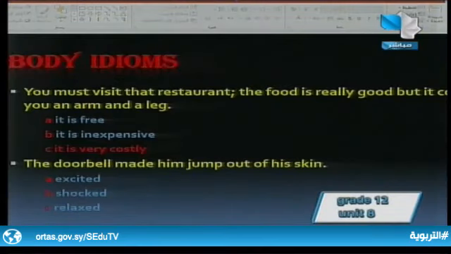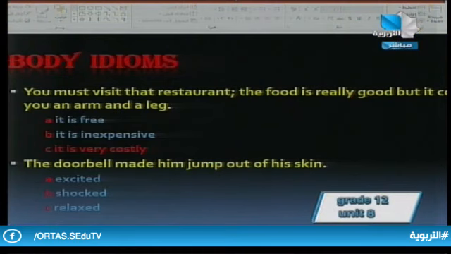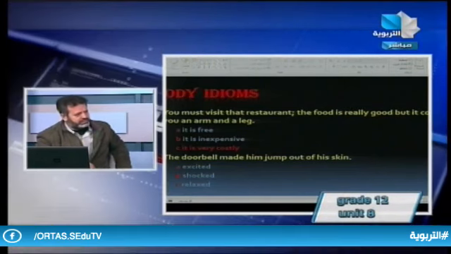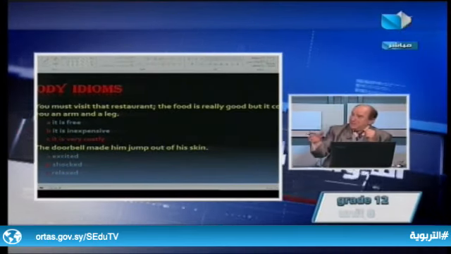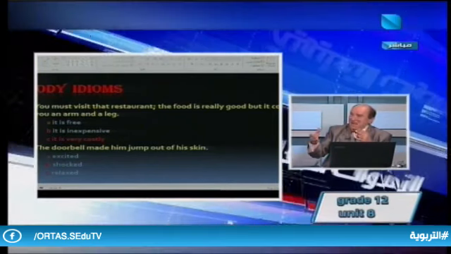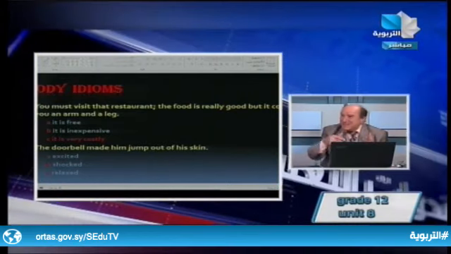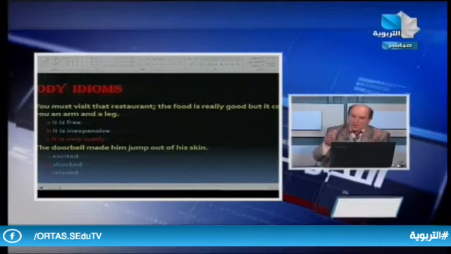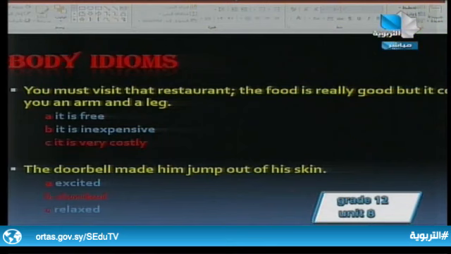Mr. Mazen, the fourth one, please. The fourth one, the doorbell made him jump out of his skin. So the idiom is jump out of one's skin. In Arabic, we have a similar example. We say طلعني من ثيابي. So here we have out of his skin. Jumped out of his skin means he was shocked.